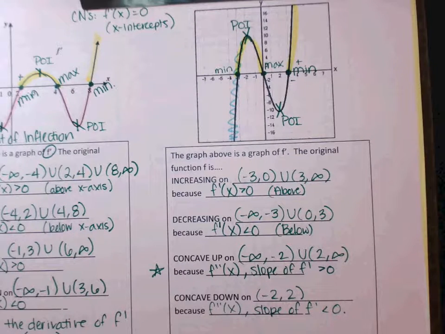So for this one, how does f prime change? It goes from negative to positive. So think about, remember f prime is slope. So my slope went from negative to positive. What part is that? A min or a max?